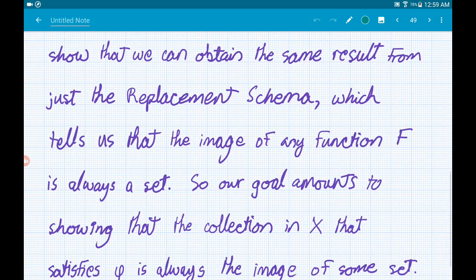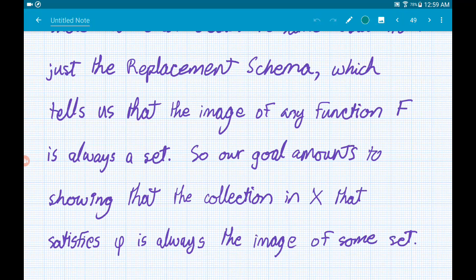The replacement schema says roughly that every function's image is a set. So we would like to use that to show that if we pick a phi, then for that phi and any class X, the subset of the elements in that class that satisfy phi is the image of a function. Oops, that's an error. Function should go here.